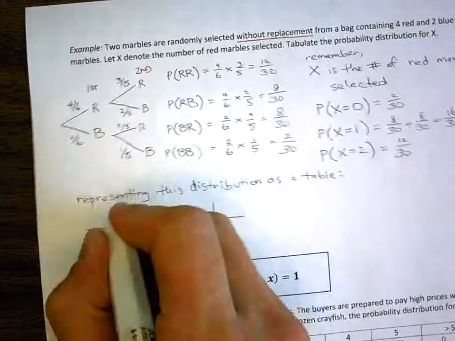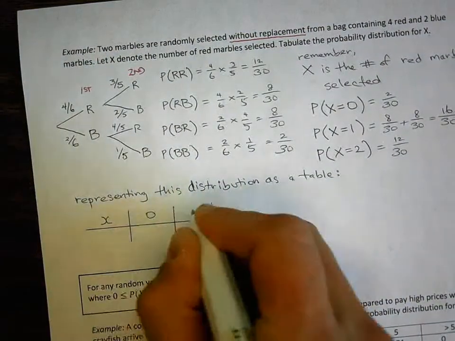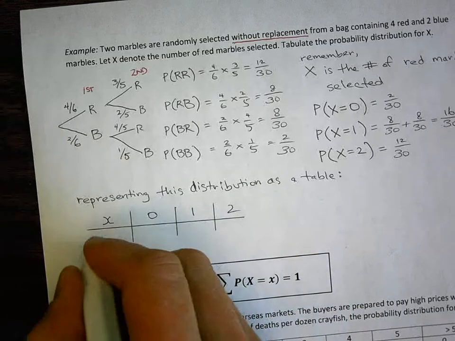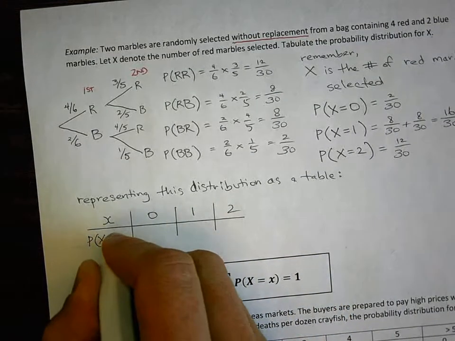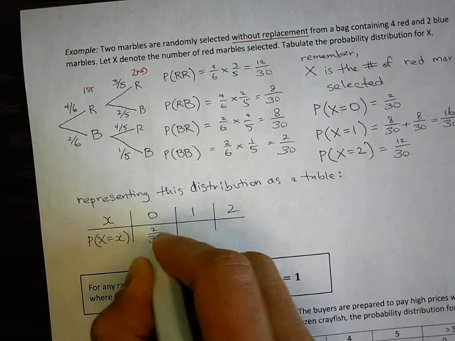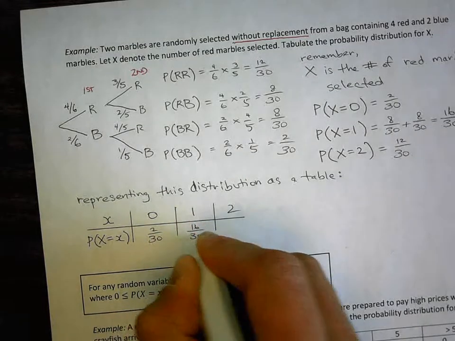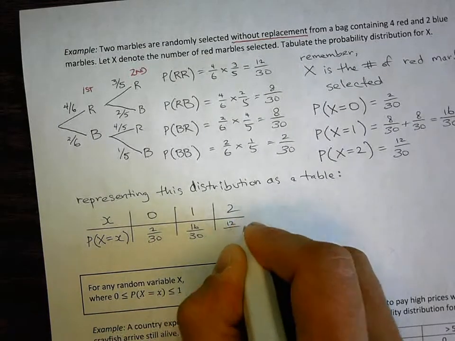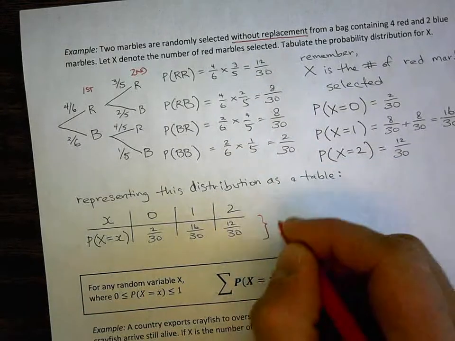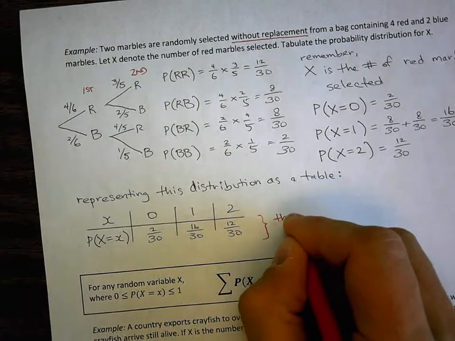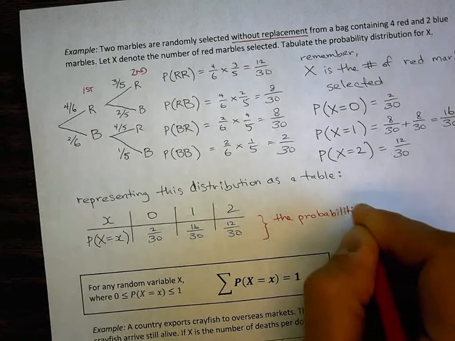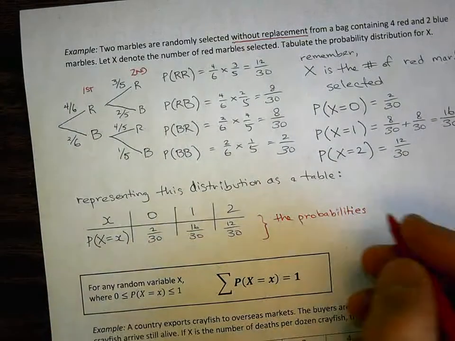Okay, so I have all my different outcomes, 0, 1, and 2, right? That's the number of red marbles. And the probability that the random variable is equal to those outcomes was 2 out of 30, 16 out of 30, and 12 out of 30. And it's no surprise to us, this is an important matter, the probabilities add up to 1.